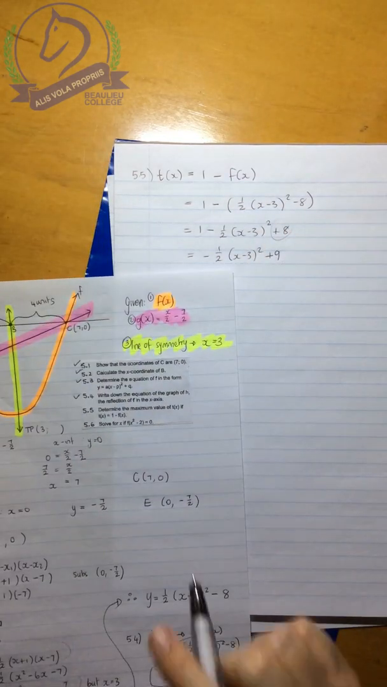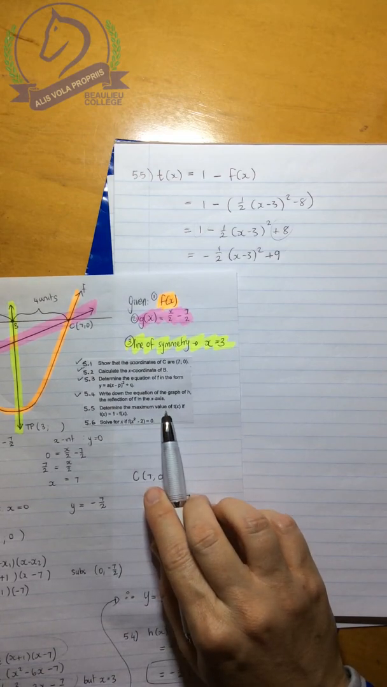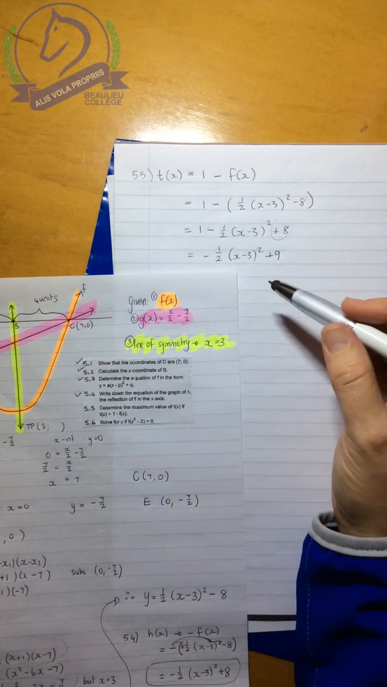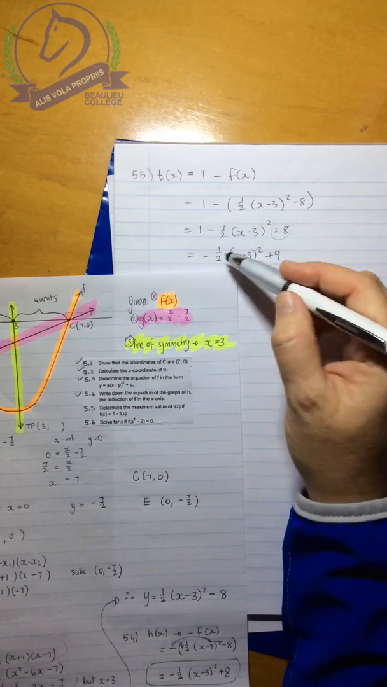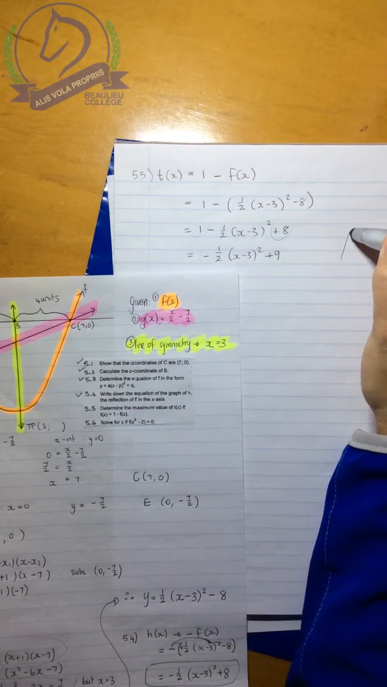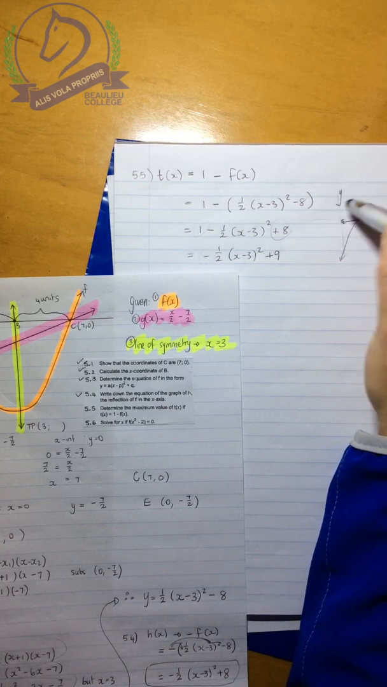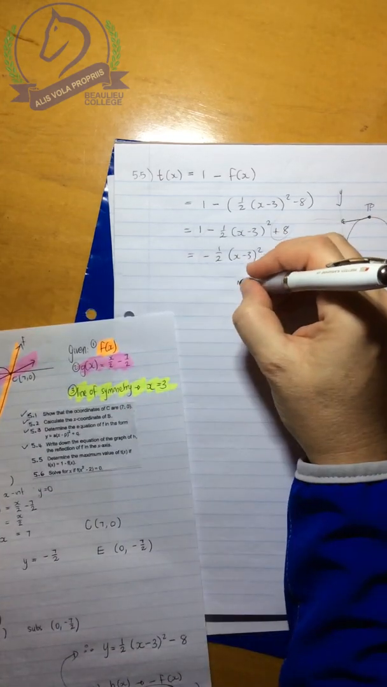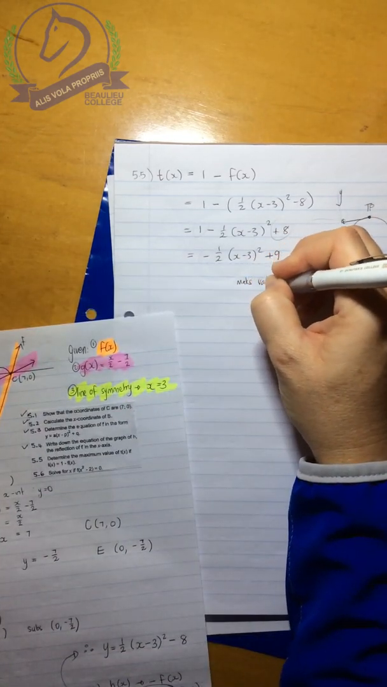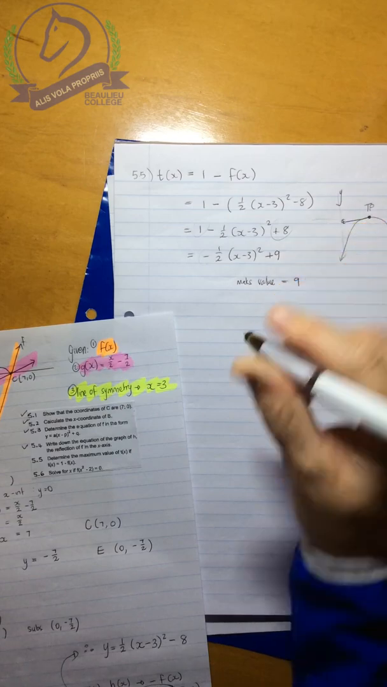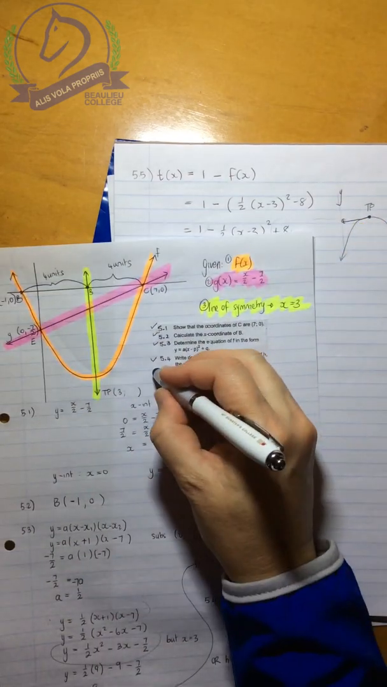So the question was, determine the maximum value. Why are they talking about a maximum value? This is a negative parabola. That means the maximum value will be my turning point. And where do I find the maximum value? From the y-axis. So that means my maximum value is at 9. That's for 5.5.